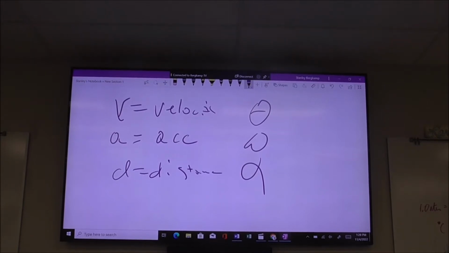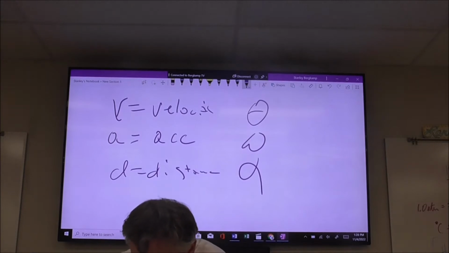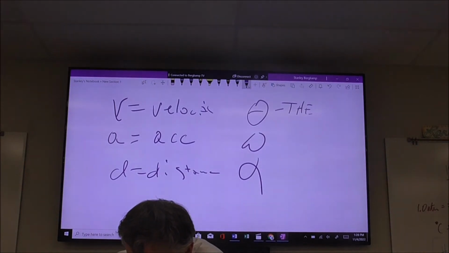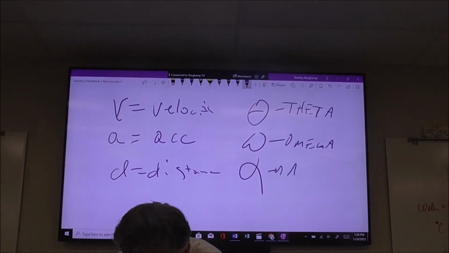So here's the Greek letter theta. Omega and alpha.